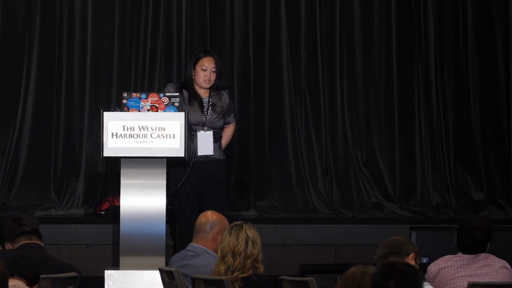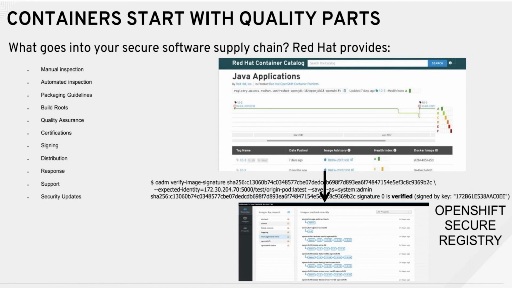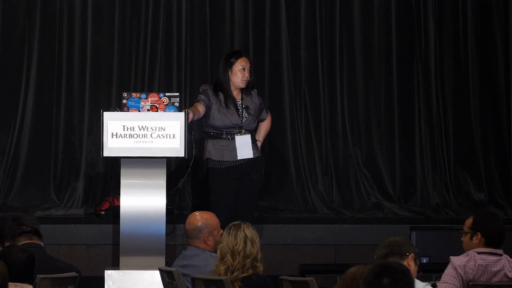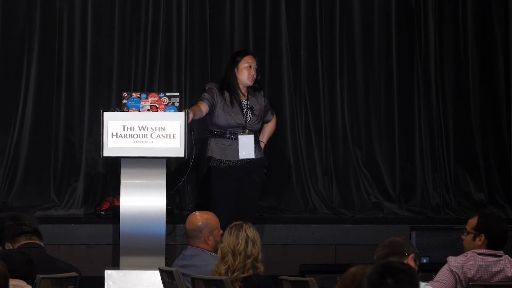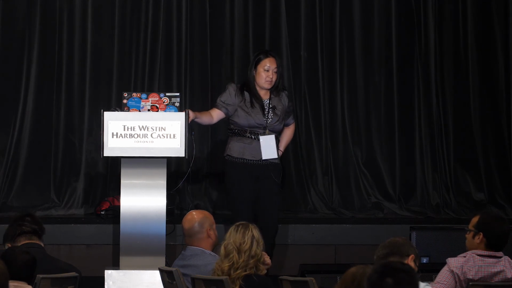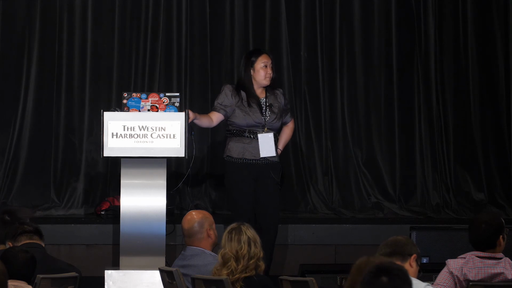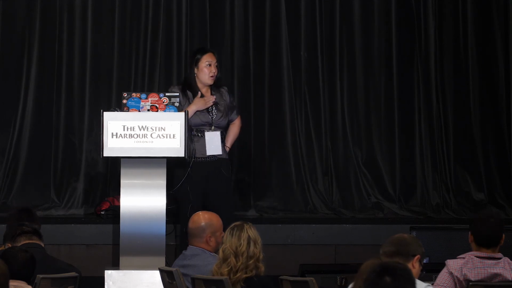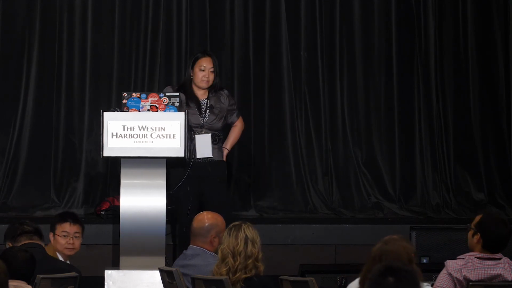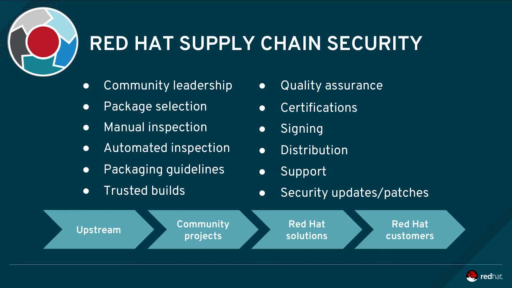Now, you want to start with quality parts. In terms of Red Hat, we have the Red Hat Container Catalog, which is our secure registry. We sign these images. We make sure they go through our own secure supply chain. What do I mean by that? Well, we are leaders in the community. We're very picky about what packages we pick.